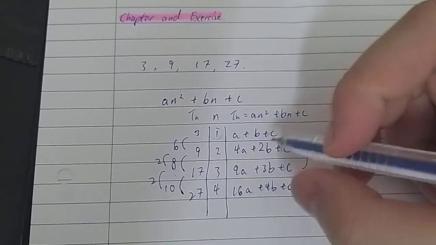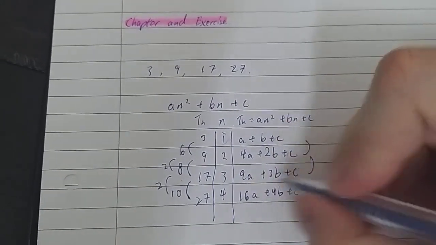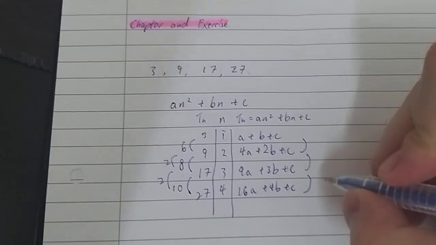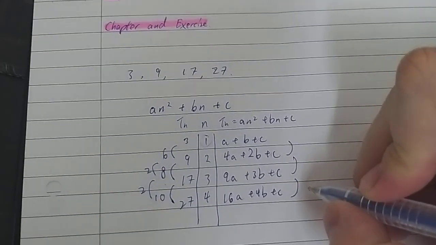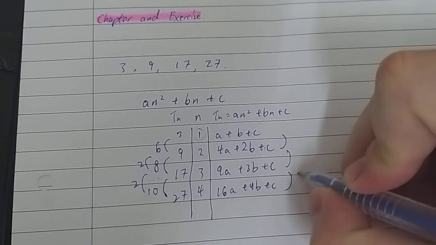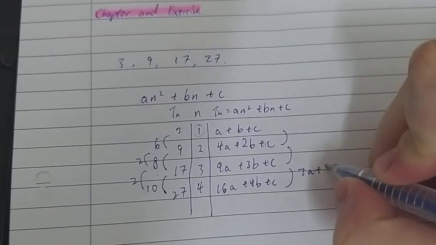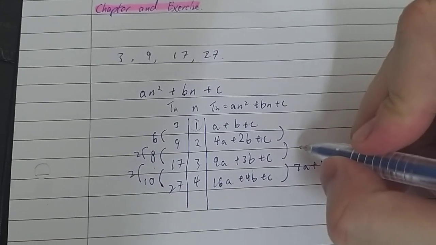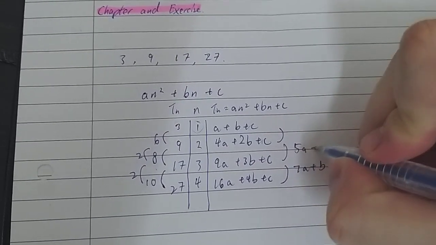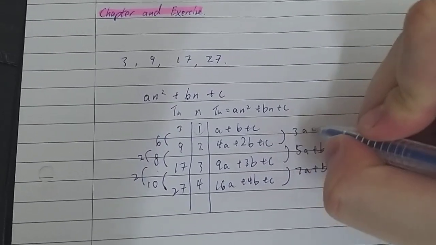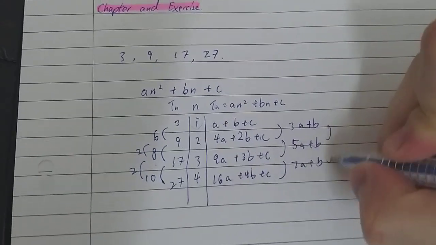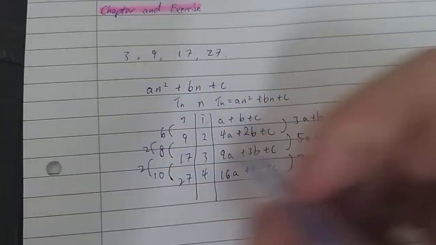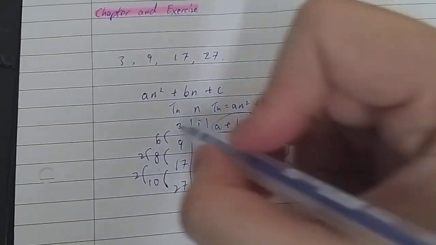So I subtract this equation minus this equation, what do I get? 16 minus 9, I get 7a + b, because the c cancels out. Here I get 5a + b, 3a + b. Similarly, I subtract and get 2a, 2a. So if you notice, this one and this one are the same.